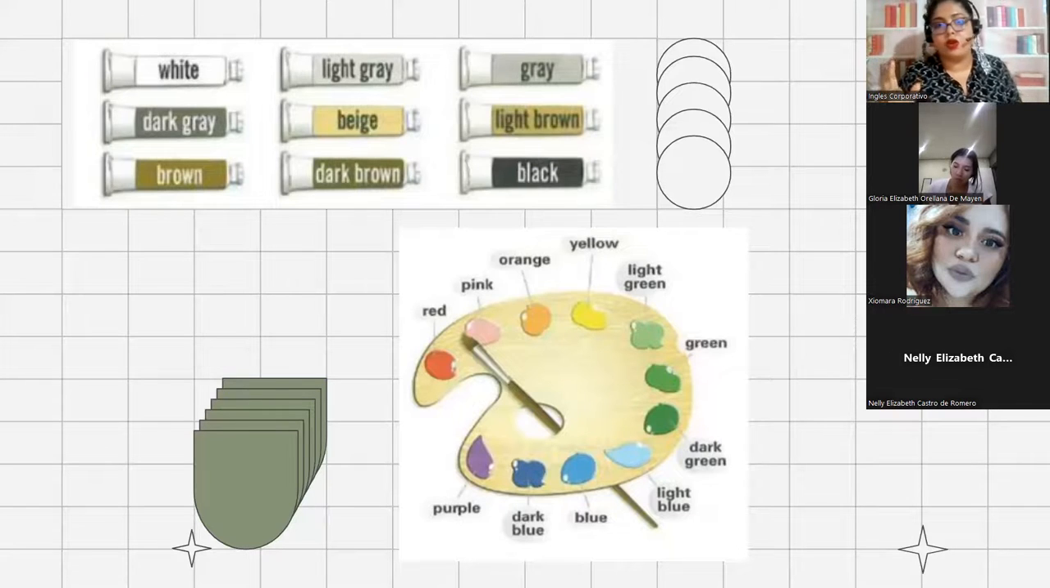We have white, dark gray, brown, light gray, beige, dark brown, gray, light brown, and black.